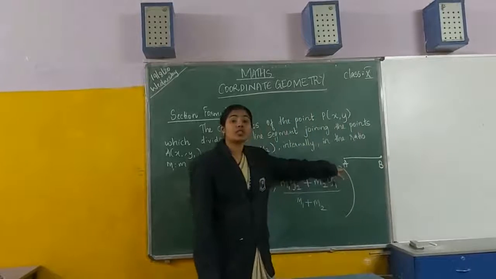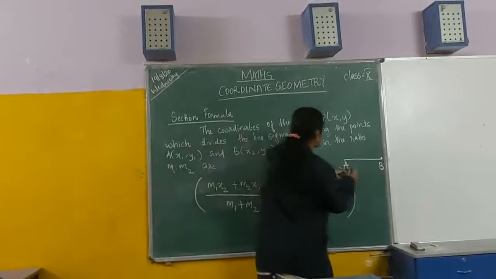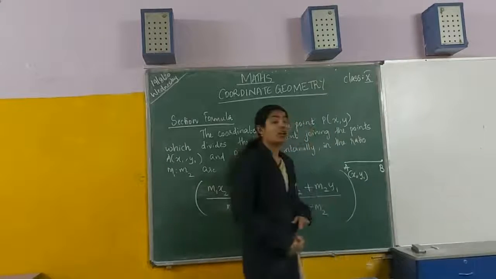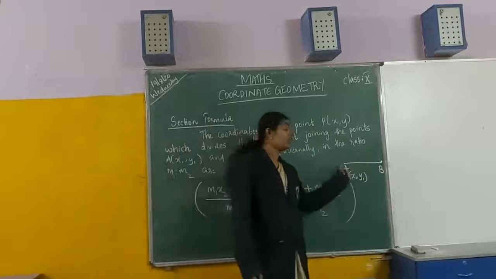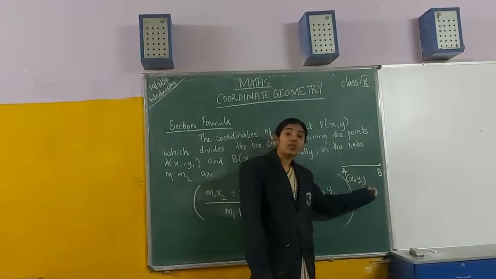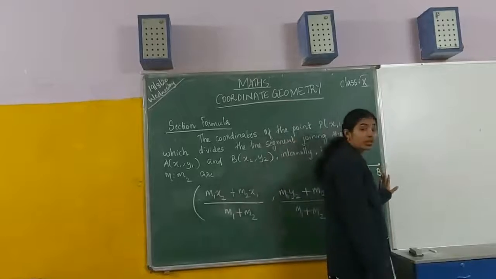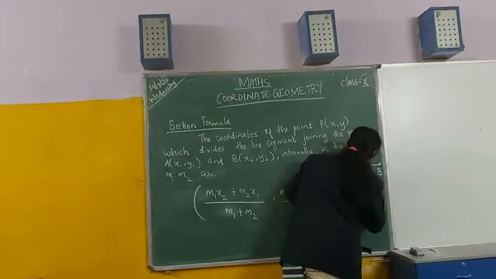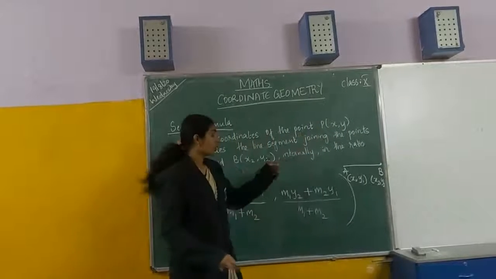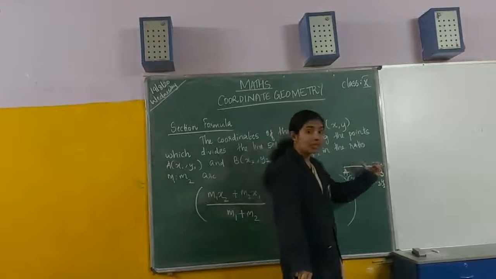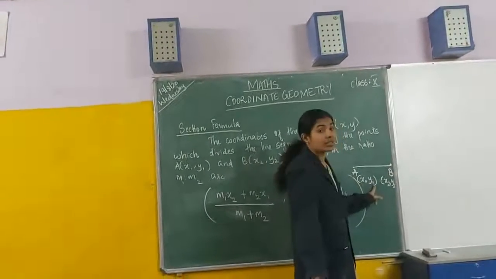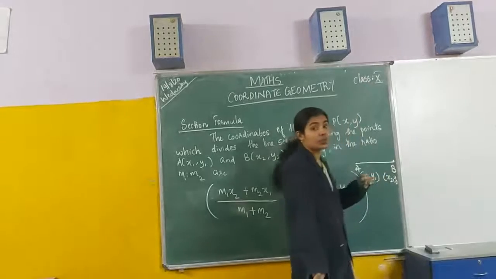the first point we should take as A, and we can write it as x1, y1. The last point is B, which we can write as x2, y2. So there will be one line segment joining A and B, where A is x1, y1 and B is x2, y2.